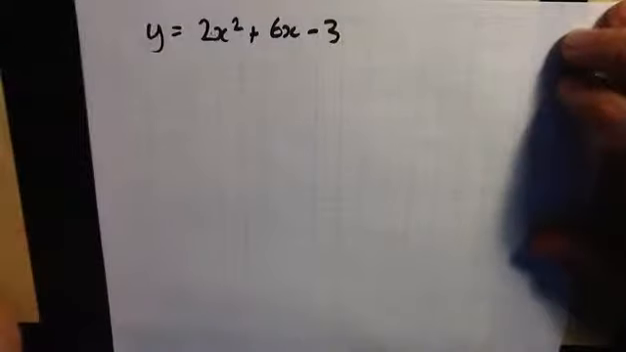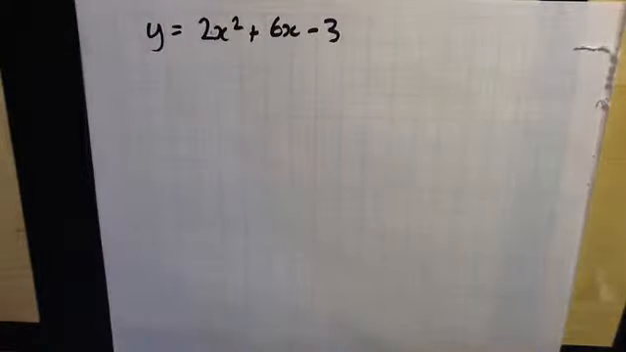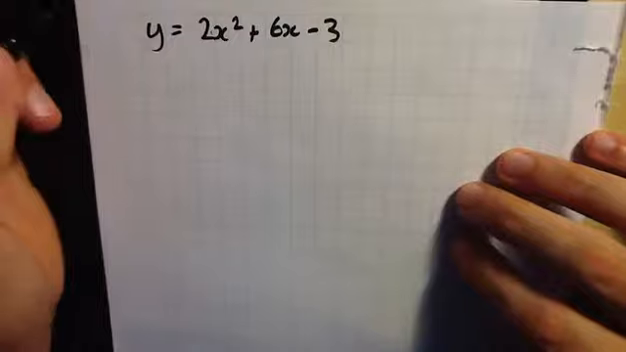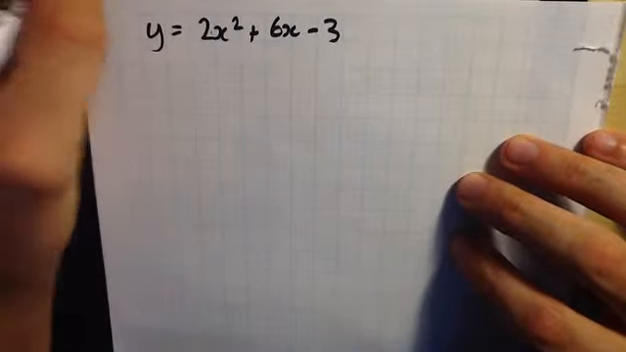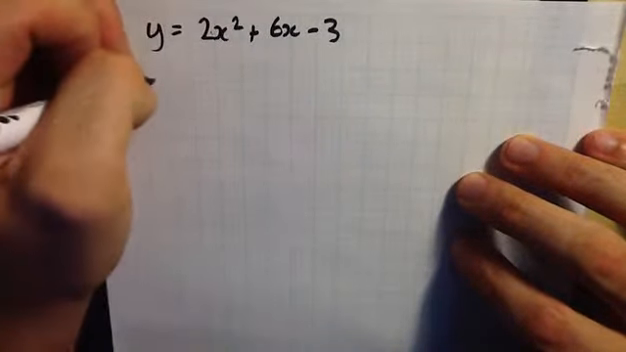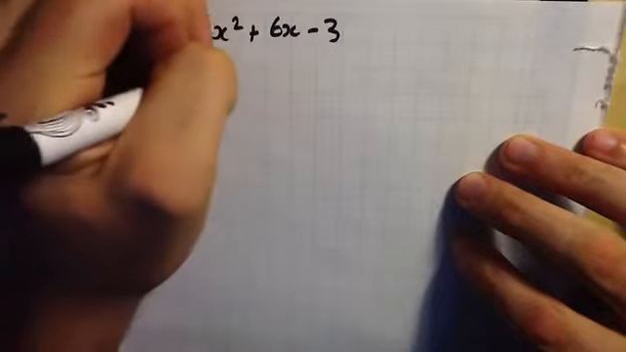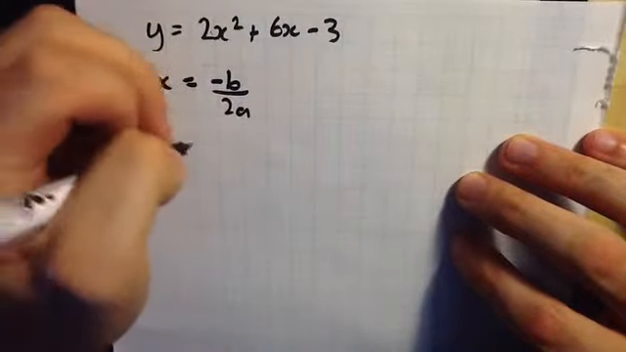I want to graph this quadratic function here. There's a number of different ways you can graph it, using different pieces of information. So let's get the equation of the axis of symmetry. The axis of symmetry equals negative b on 2a.